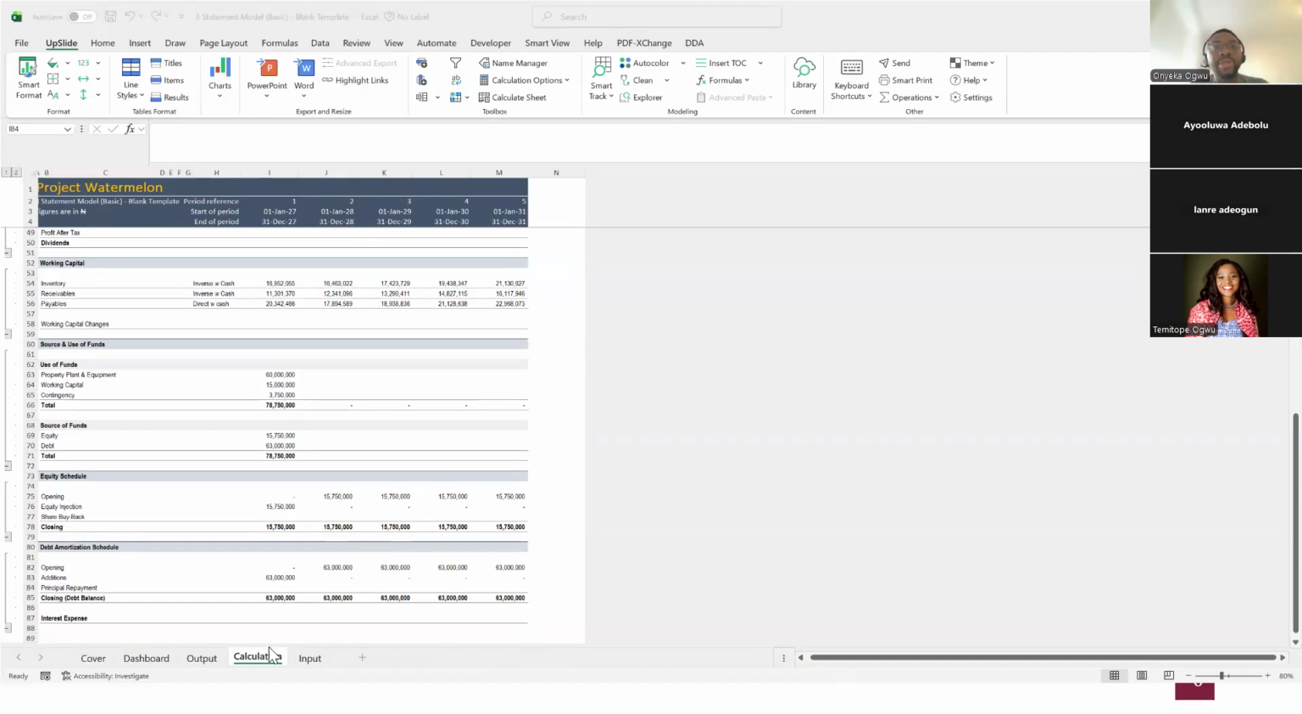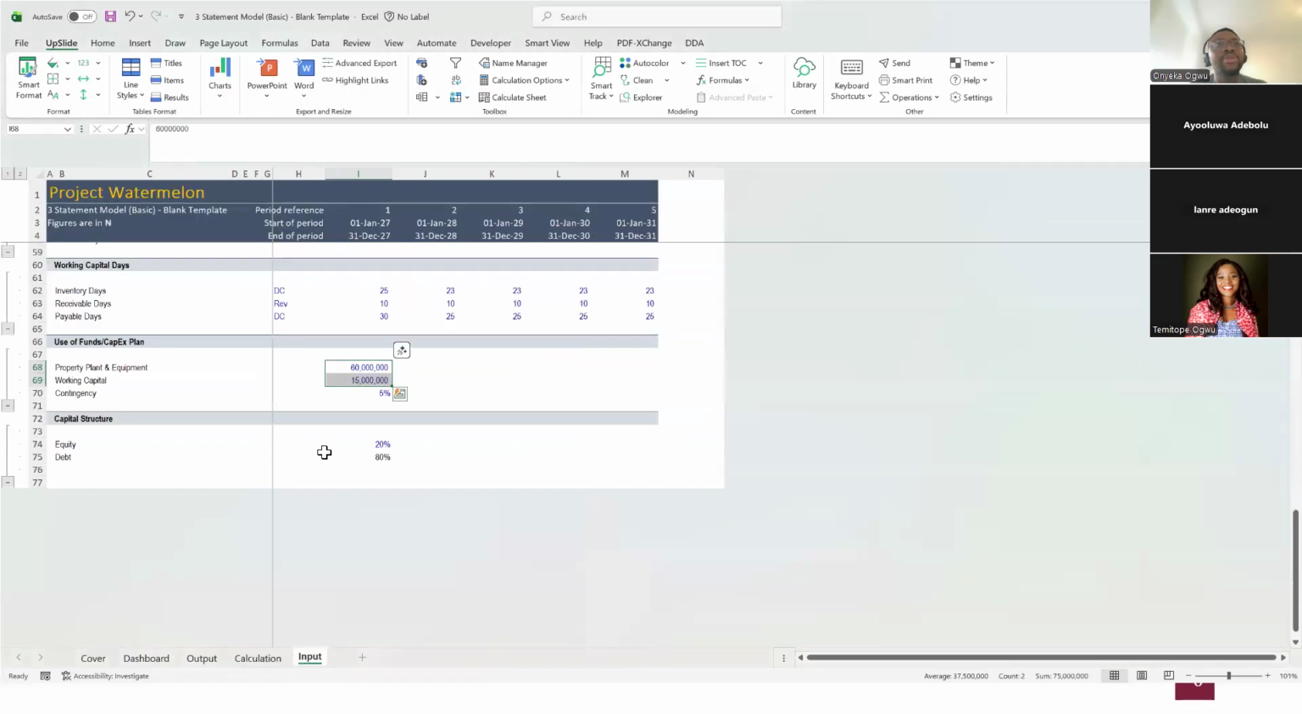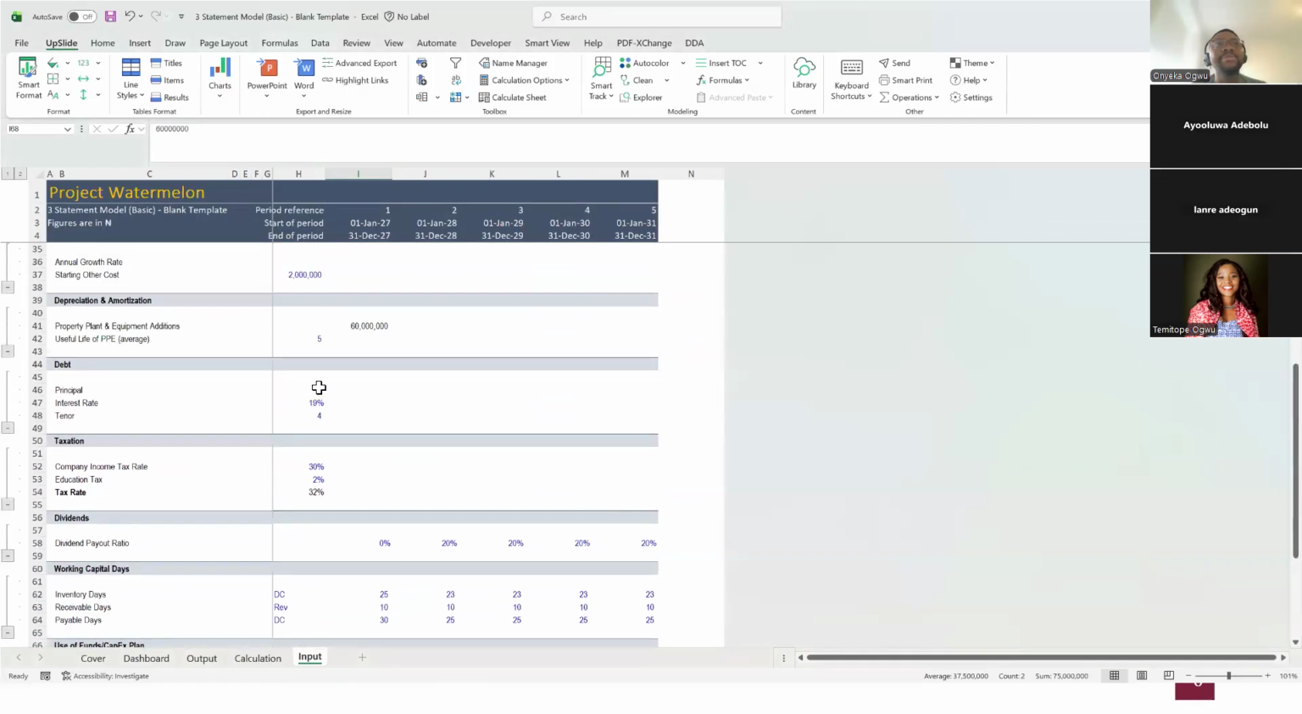Now, how do you pay your principal? Let's go to our input and look at our debt input. We see that this loan lasts for only 4 years, and the interest rate is 19%. That means you will pay the principal over 4 installments, and we also pay the interest for every year we have not paid the principal in full. So the principal will spread over 4 years, because the tenure is 4 years.